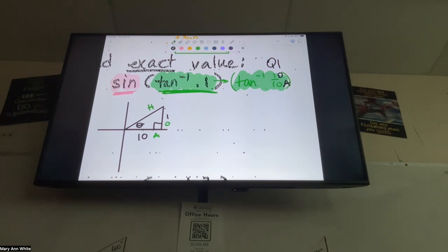So I'll do 1 squared plus 10 squared equals C squared or H squared or whatever you want to call it. 1 plus 100 equals C squared. 101 equals C squared. Square root of 101 equals C. So my hypotenuse is square root of 101.